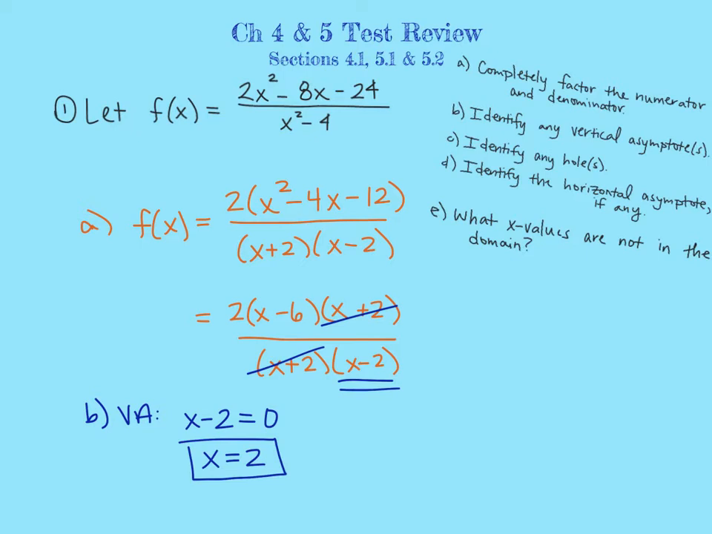If you graphed this on Desmos, you would see that it would have a vertical asymptote at x equals 2. So that's always a good check, is to look on Desmos.